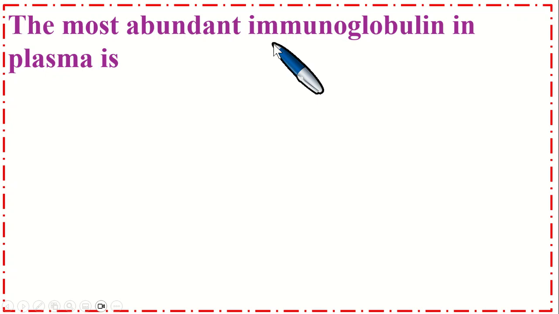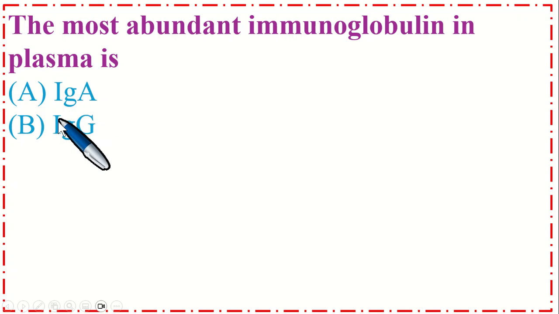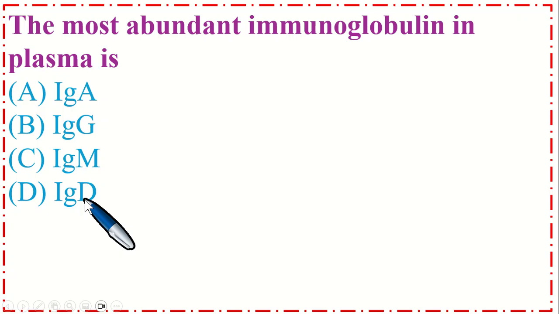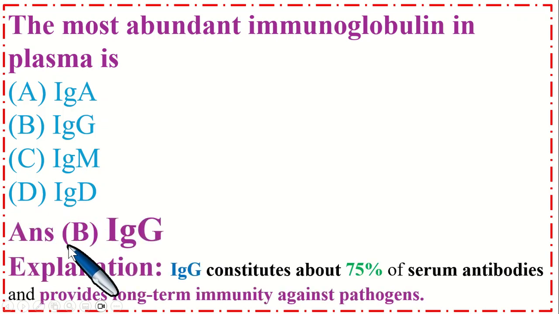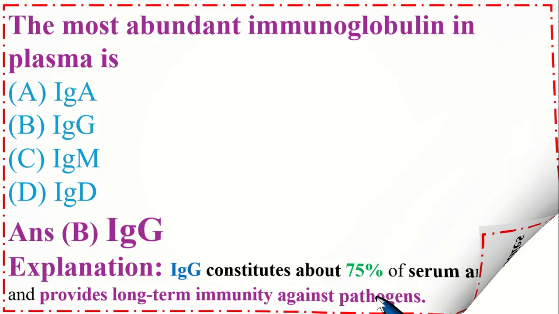The most abundant immunoglobulin in plasma is option A IgA, option B IgG, C IgM and option D IgD. So the correct option is B IgG. Explanation is IgG constitutes about 75% of serum antibodies and provides long-term immunity against pathogens.